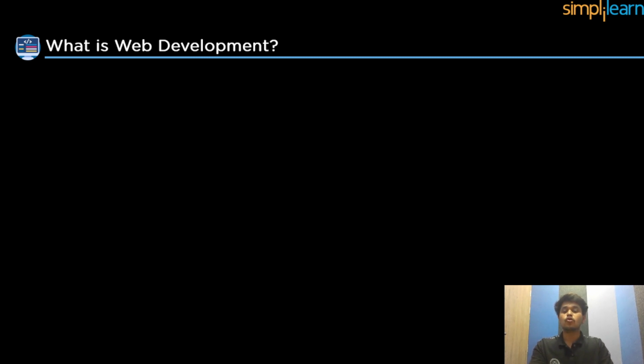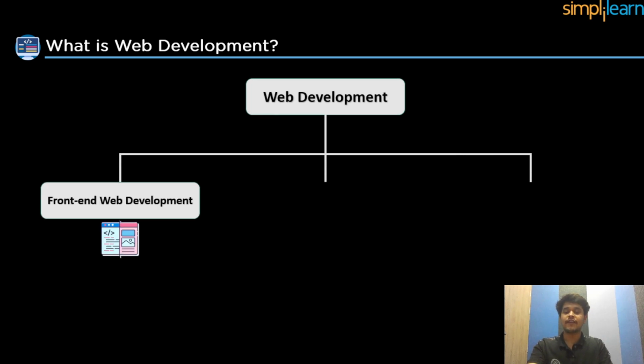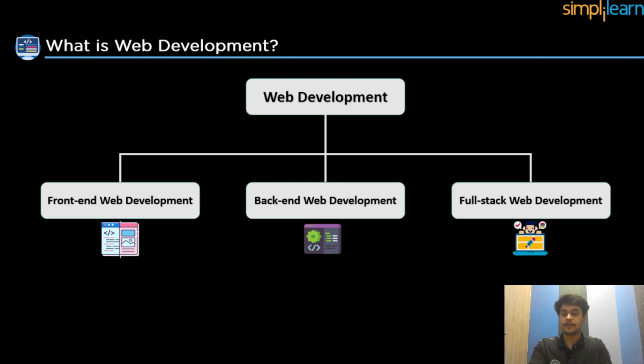Moving ahead, let's discuss the different types of web development. There are certain jobs you can land on in the area of web development. We'll discuss the types of web development followed by the job roles they offer. So, web development is generally divided into three parts: front-end web development, back-end web development, and full-stack web development. Let's start with front-end web development.